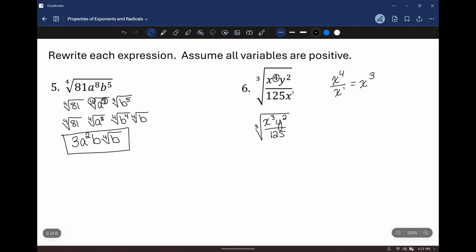So I'm going to cube root the top. So I'm going to cube root my x cubed. I'm going to cube root my y squared. And I'm going to cube root my 125. So x cubed is a perfect cube. So the cube root of x cubed is x. My power here on the y is smaller than my root number, which tells me there's nothing I can do with that. I'm just going to leave it as the cube root of y squared. And the cube root of 125 is 5.